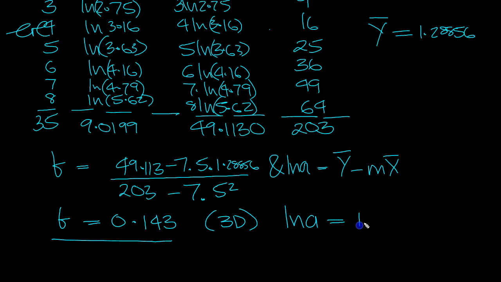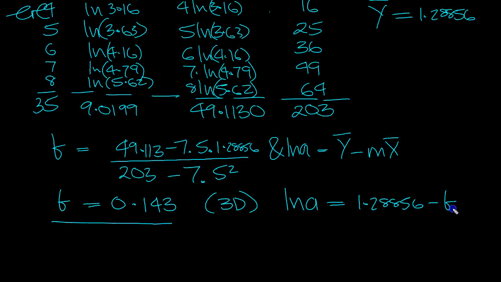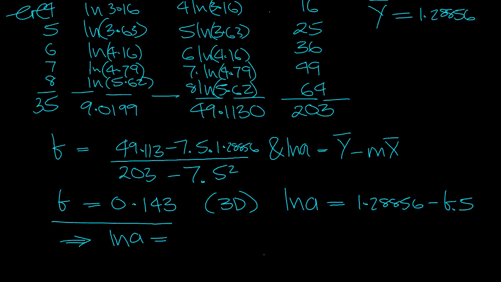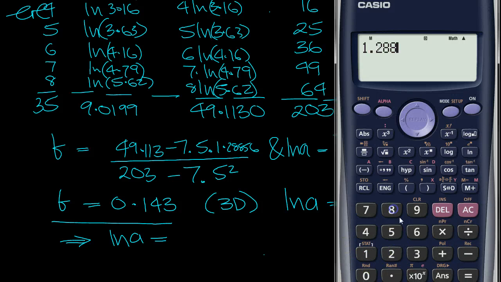And ln a is equal to y bar, 1.28856, minus m, which is b, which we've got in the calculator, times x bar, and x bar is 5. So ln a is equal to 1.28856 minus the number b, times 5, wasn't it, for x bar?